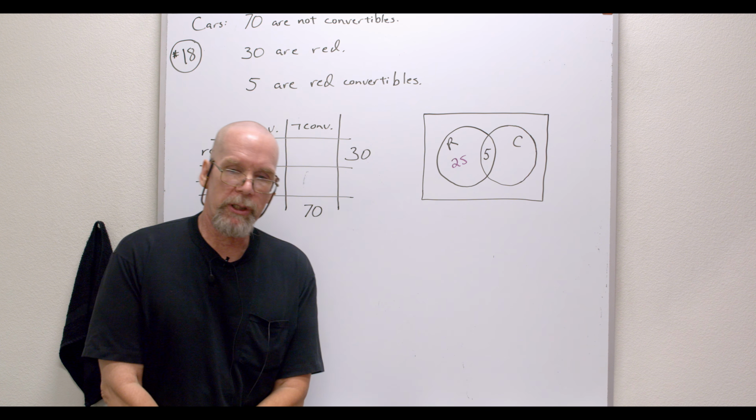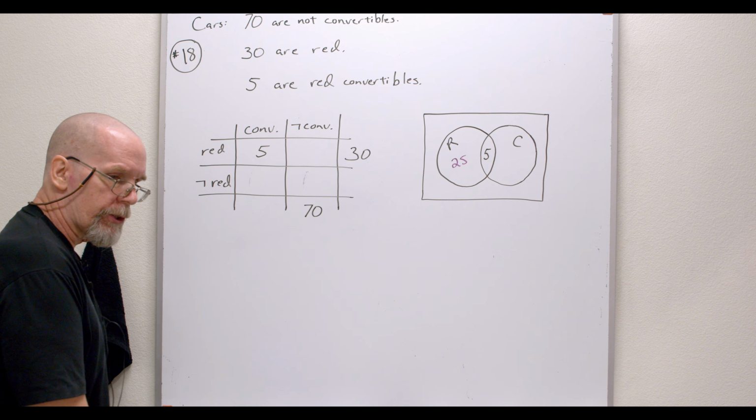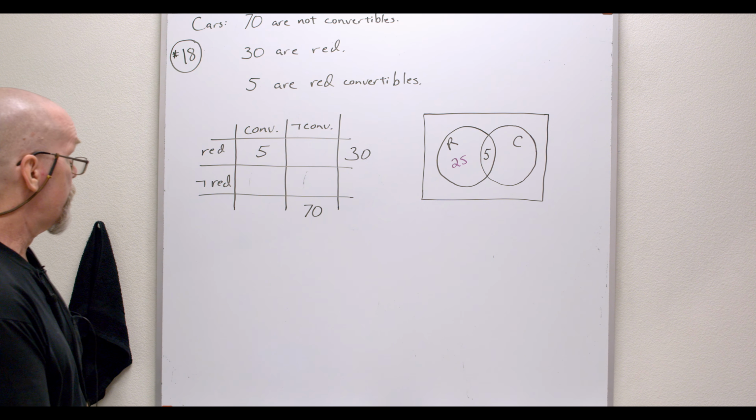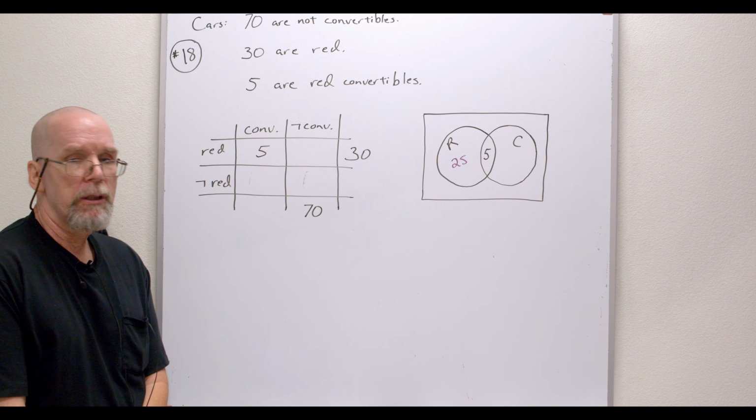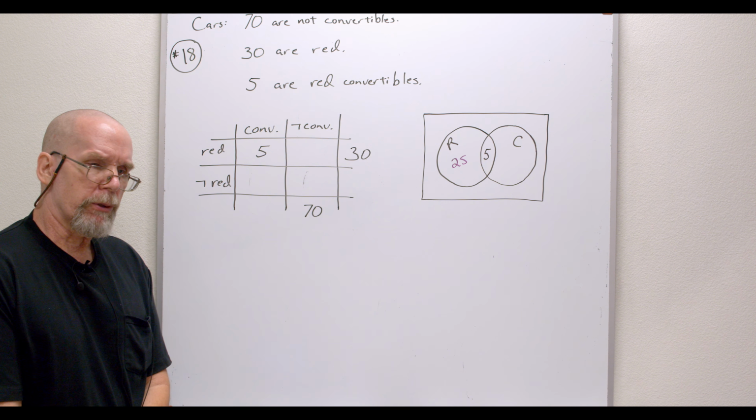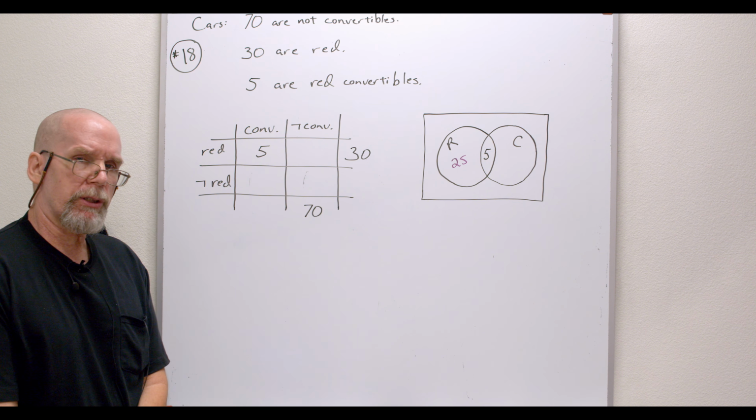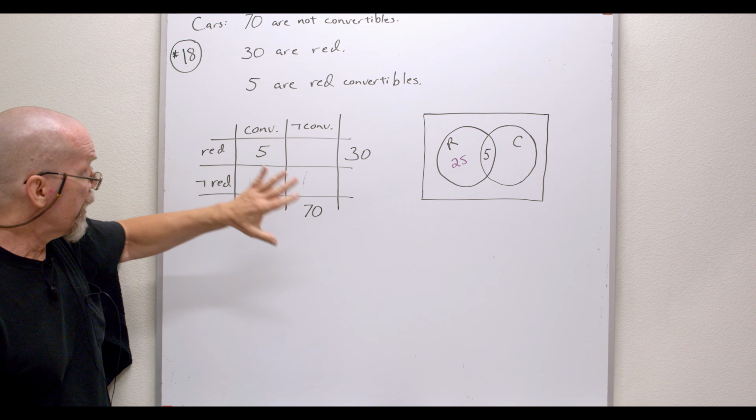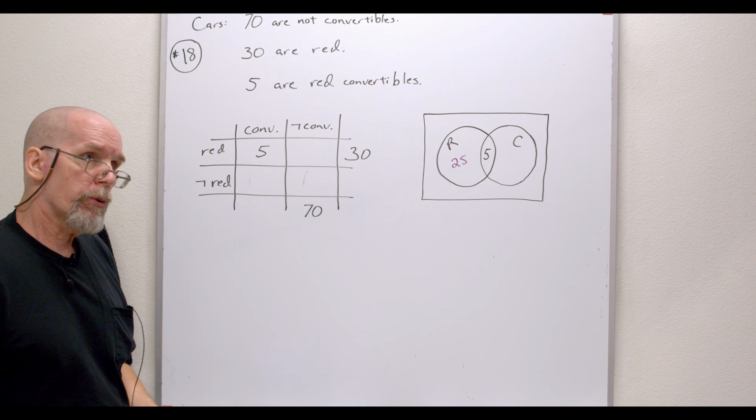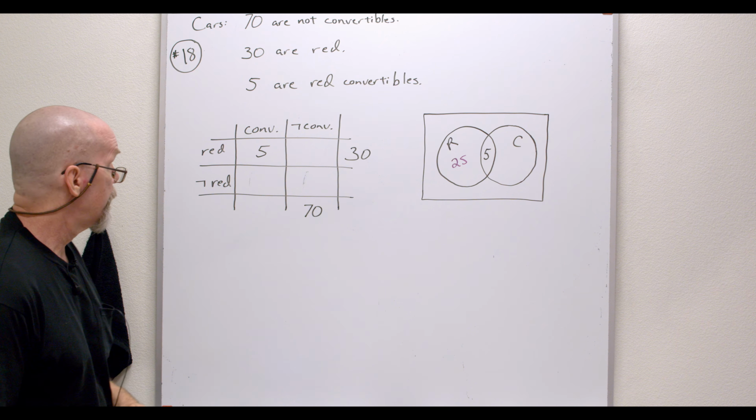Continuing, we are at number 18, which deals with a car dealership that sells cars that are identified as being either red or convertibles, not red, not convertibles. They don't care about any other aspects of the cars. They don't care about 2 doors, 4 doors, nothing else. This information is just concerned with whether it's red or not, convertibles or not.